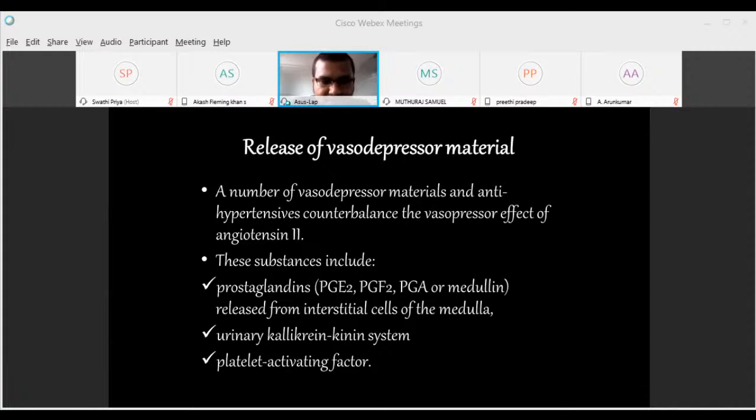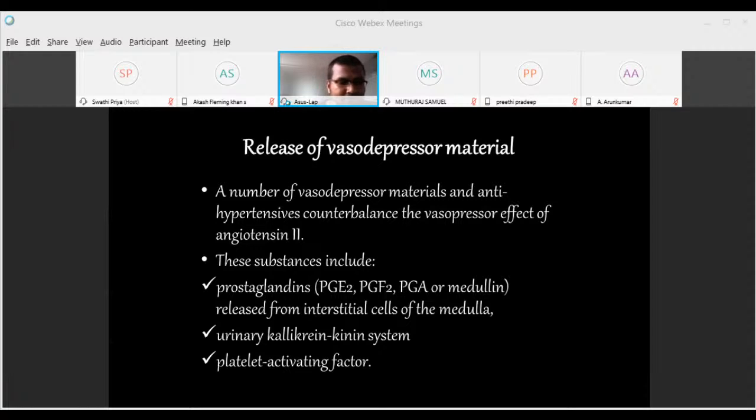Next is urinary kallikrein and the kallikrein-kinin system. What is this system? It consists of blood proteins that play a major role in inflammation, blood pressure control, and coagulation and pain. That is the main function of the kallikrein system. Next is platelet activating factor, which is well known for its ability to cause platelet aggregation, inflammation, and allergic response at very low concentrations.